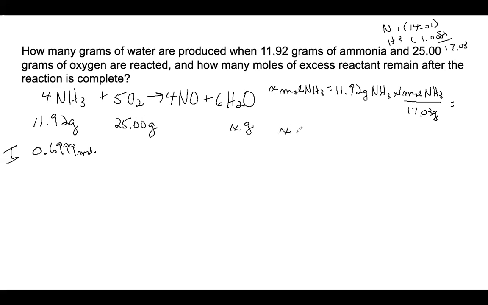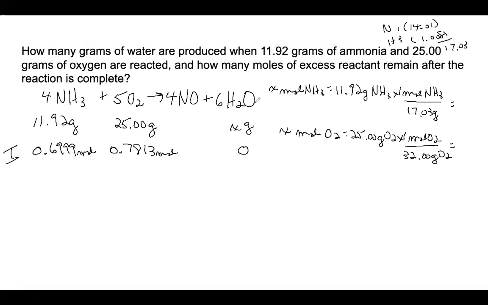So X moles of O2 equals 25.00 grams of O2 times 1 mole of O2. So 1 oxygen is 16, so 2 oxygens is 32.00 grams of O2. All right, so 25 divided by 32 equals, so we get 0.7813 moles. And we don't have any water at the beginning.